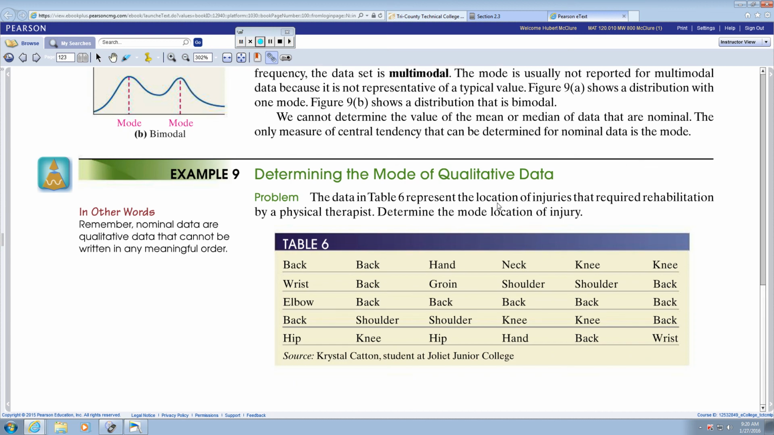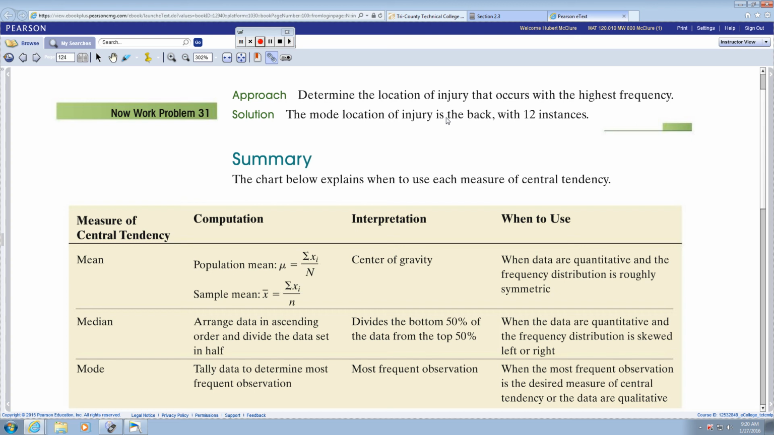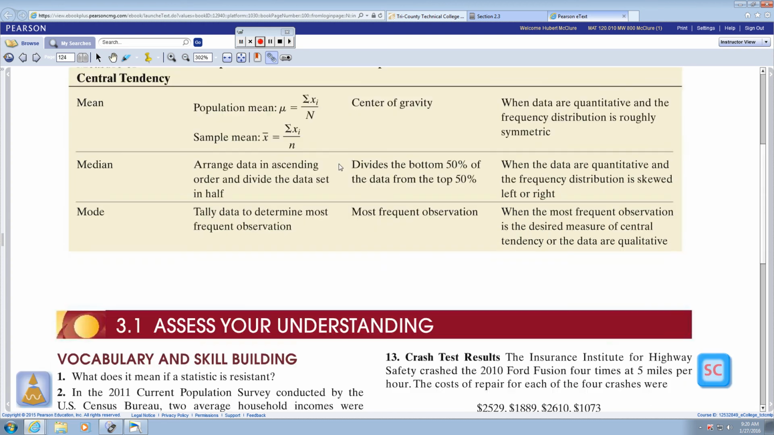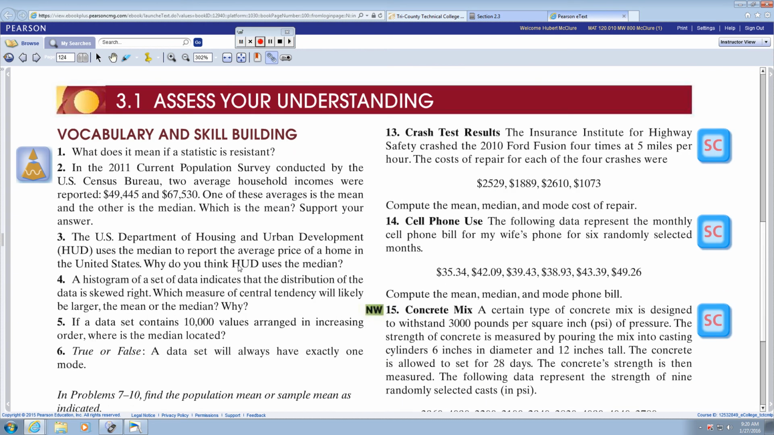I won't test you very much on the mode. There may be test questions with mode, but I don't really care. I mean, most of y'all can find the mode. Okay, that's 3.1. Ms. Mitchell, make a note.